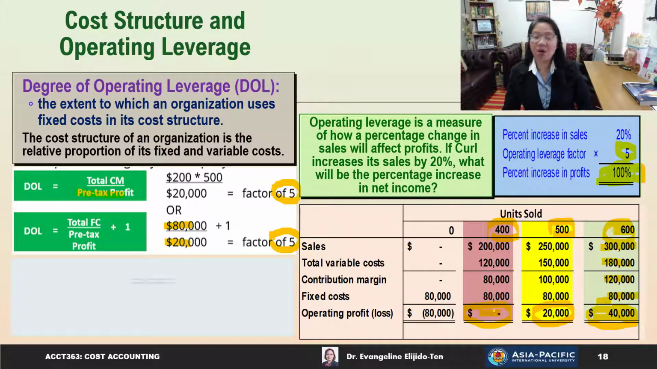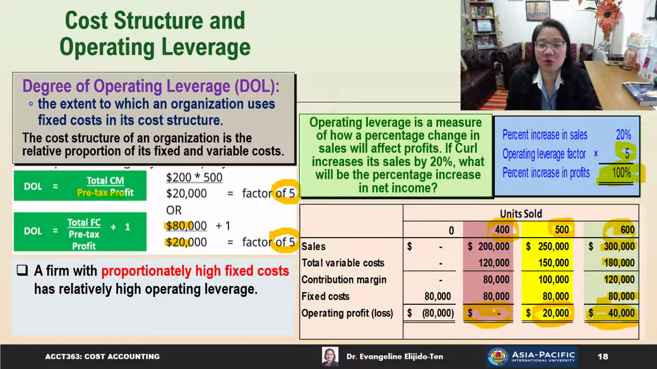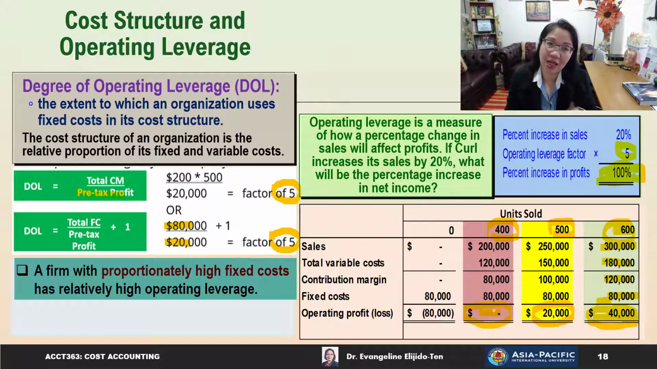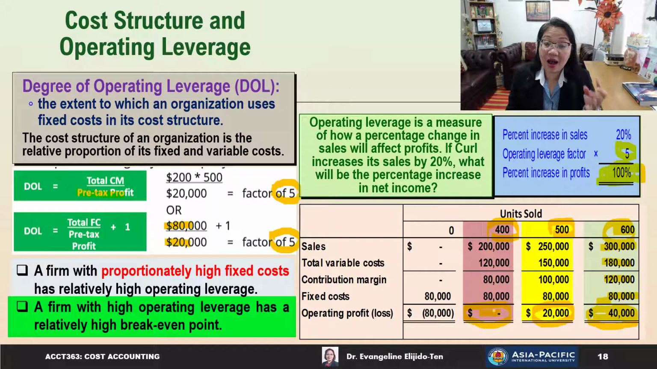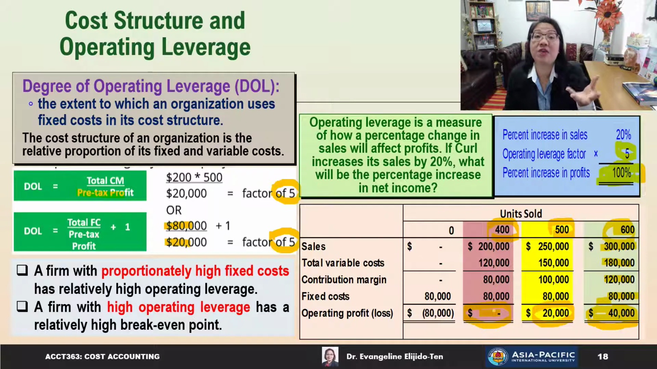All right. So, few things to remember with DOL. A firm with proportionately high fixed cost has relatively high operating leverage. So that's why I said the higher the fixed cost, the higher the operating leverage. A firm with high operating leverage has a relatively high break-even point as well. Why is that? Because the fixed cost will have to be covered before the company can make profit, right? So that's why break-even point is fixed cost divided by UCM. So the higher your fixed cost is, the more you need to sell in order to just break even.